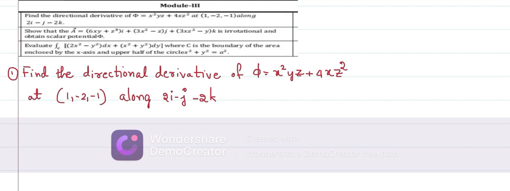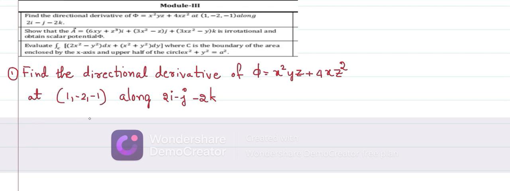Okay students, so in this class let us solve some problems from the model question paper. So look at the first question. We have to find the directional derivative of the function phi at the point (1, -2, -1) along the direction 2i - j - 2k. Okay, so let us solve this.